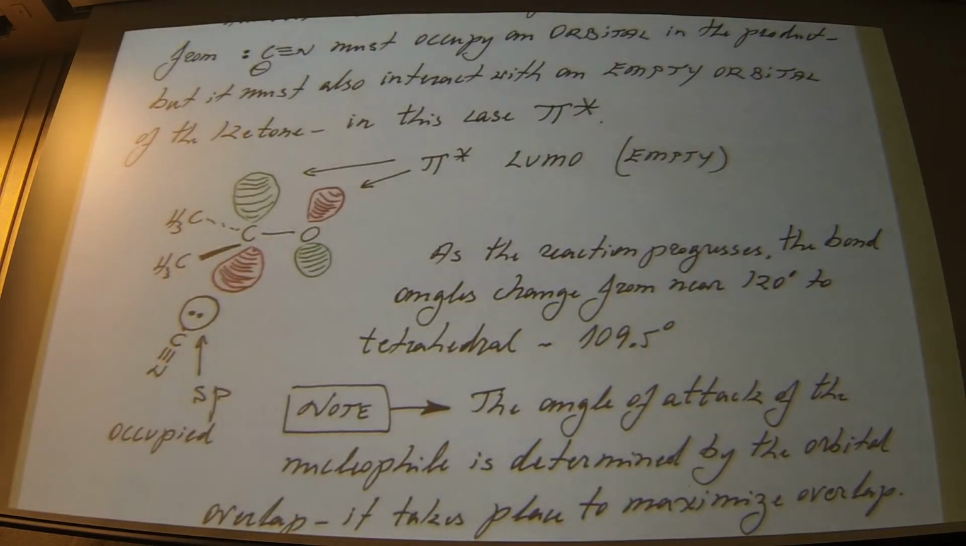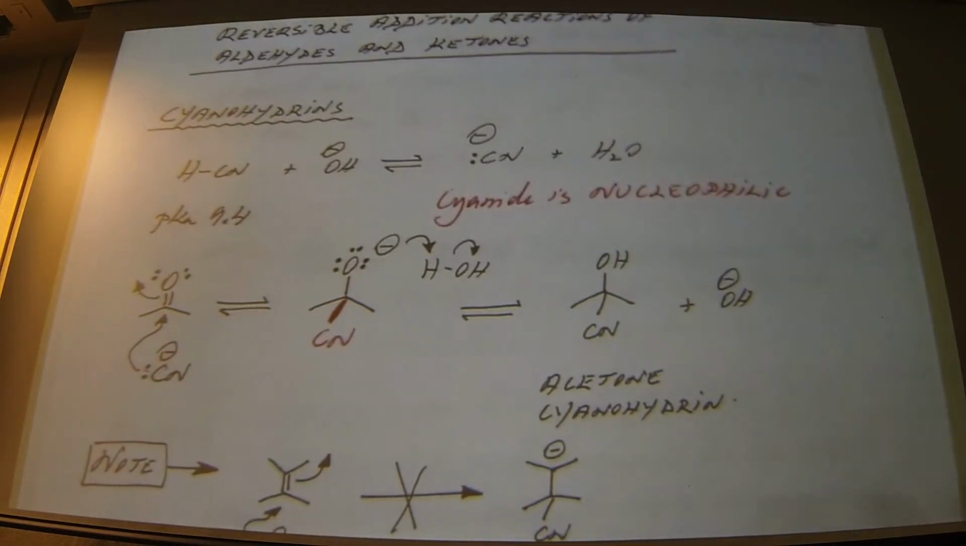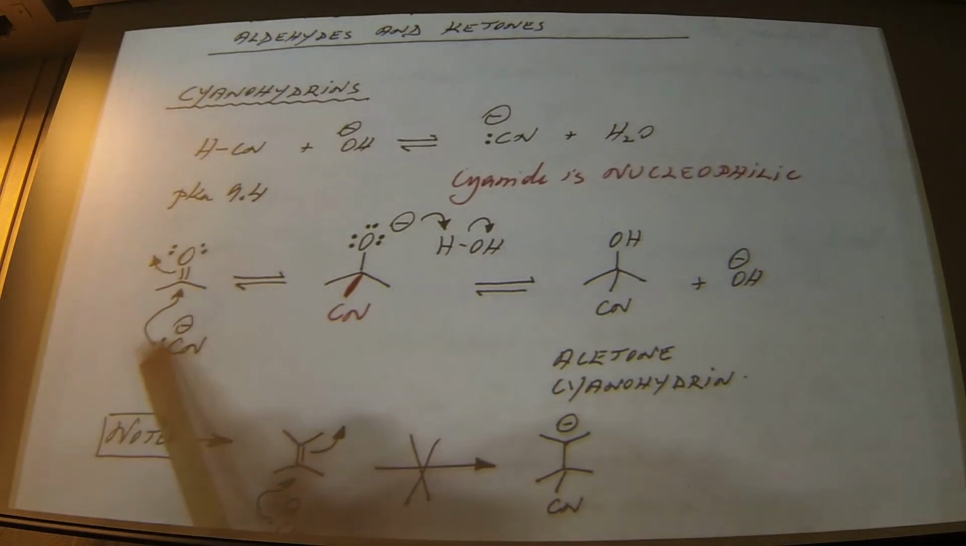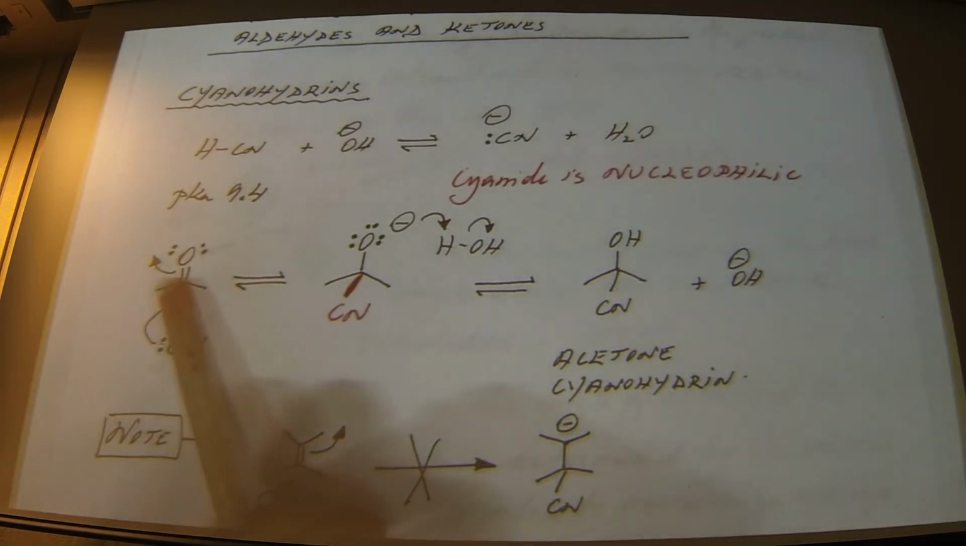Now, this was cyanide addition, and so let's go back and take a look at how this happens, just to refresh our memory. So cyanide acts as a nucleophile. It reacts with the partially positively charged carbonyl carbon.